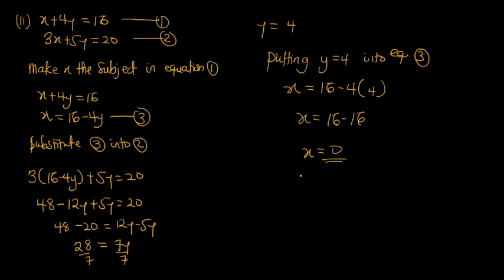And you can see that if we substitute this back, x, which is 0, plus 4 multiplied by 4 will give me 16. And then 3 multiplied by 0 is 0, plus 5 multiplied by 4 is 20. So that is the 20 we have over here.